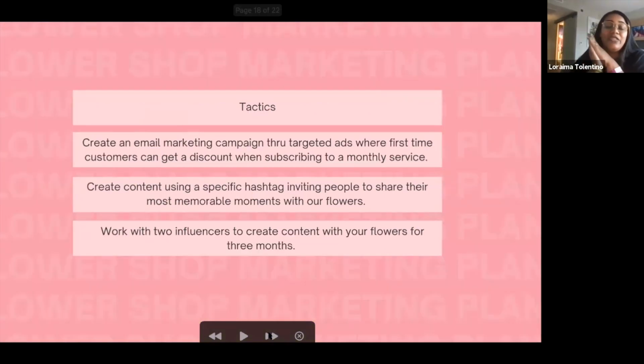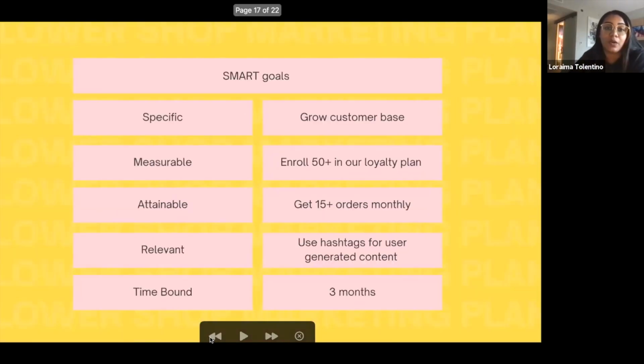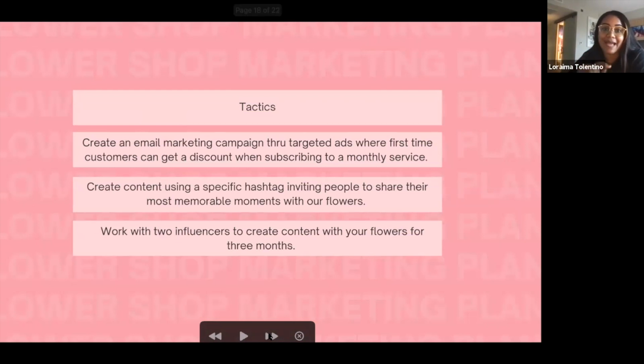And then the third one is to work with 2 influencers to create content with your flowers for 3 months. Through this tactic of using influencers, we'll get more followers, we'll get more customers, we'll have more orders, and we'll touch every single one of our SMART goals through that one tactic. So understanding what the SMART goals are will help us create better and more strategic tactics.